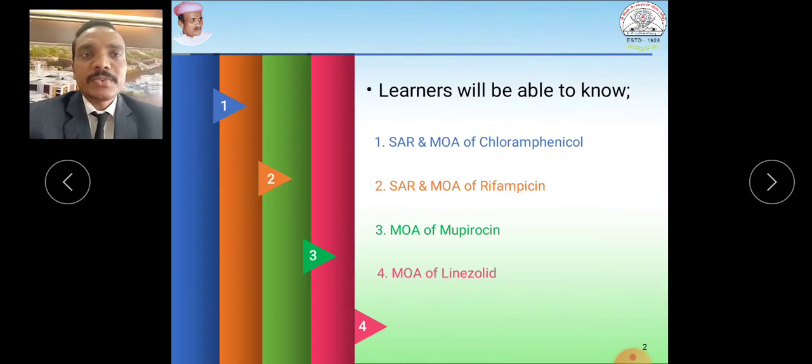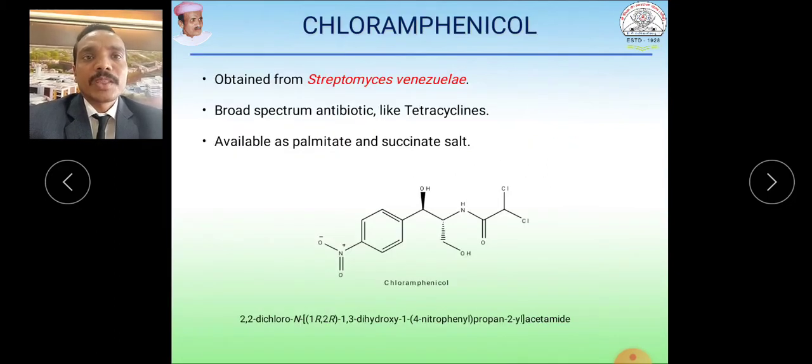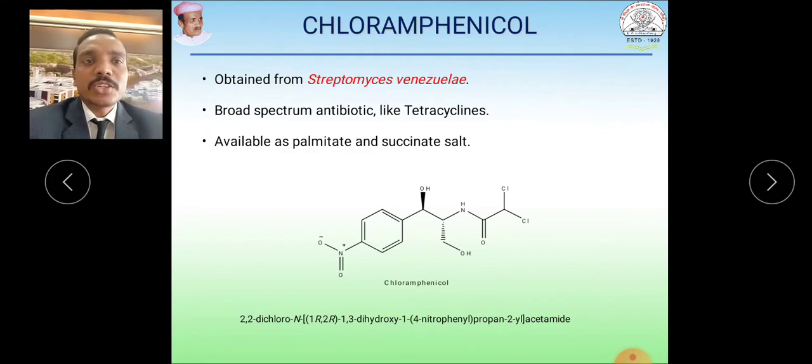So let us start with chloramphenicol. This is one drug obtained from the Streptomyces species, that is Streptomyces venezuelae. It has a broad spectrum of activity similar to that of tetracyclines. This drug is available in salt form, as palmitate as well as succinate. So this is the structure of chloramphenicol.